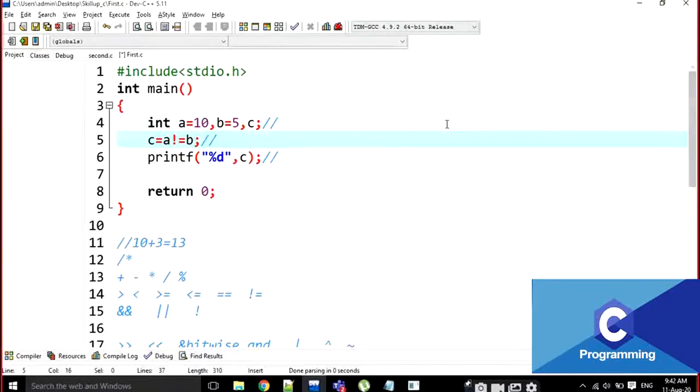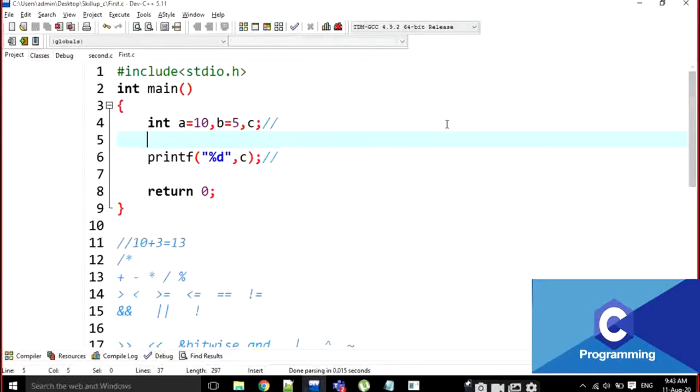The second one is logical operators. That is the logical operators. Logical operators and relational operators are very important when we are writing the logic here. Okay, both are very, very important.